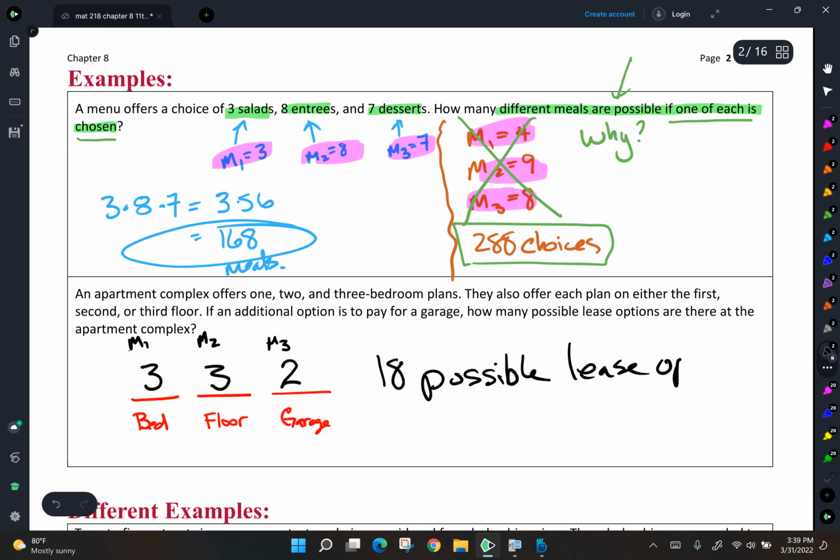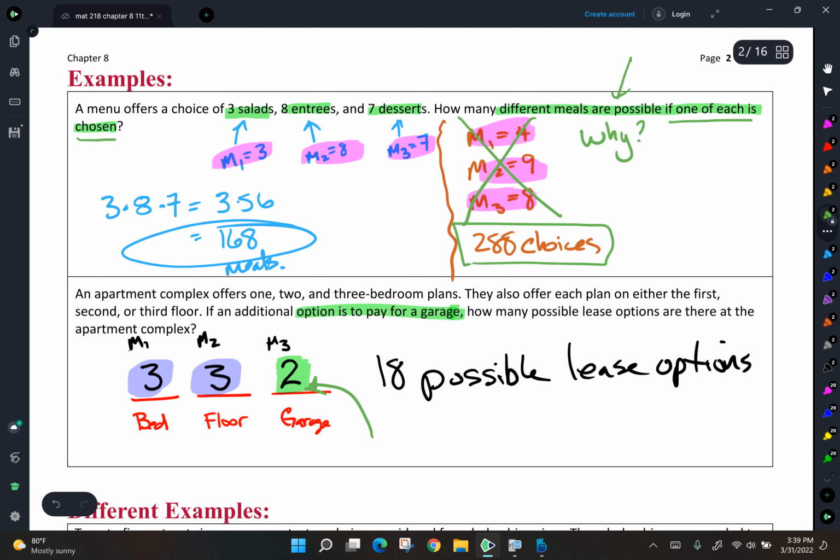Okay. Now I think that most people are going to be okay with this because they see there's 1 bedroom, 2 bedroom, or 3 bedroom. Most people are going to be okay with this because they see that there's first floor, second floor, third floor. But where did this number come from? Well, you're either going to have a garage or you're not going to have a garage. So the 2 options there is garage or no garage. And so that's what gives us our 2 options.